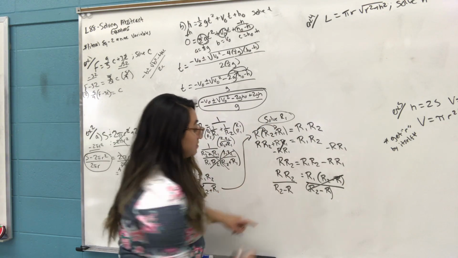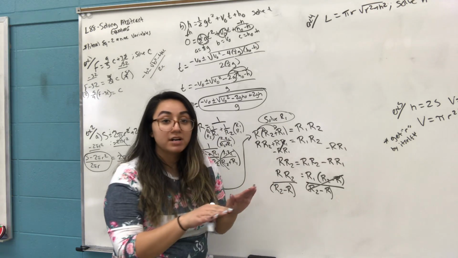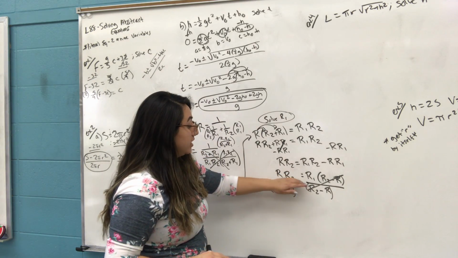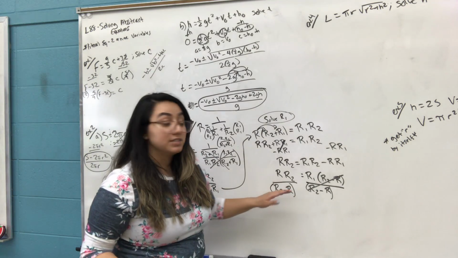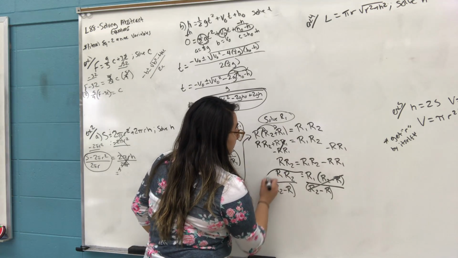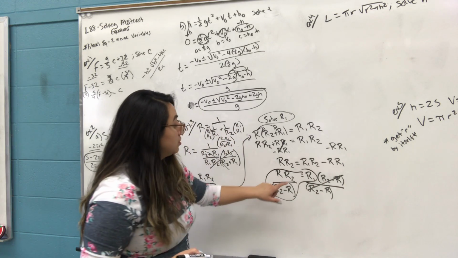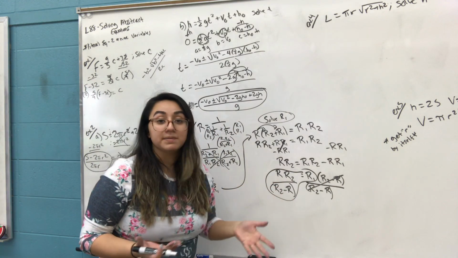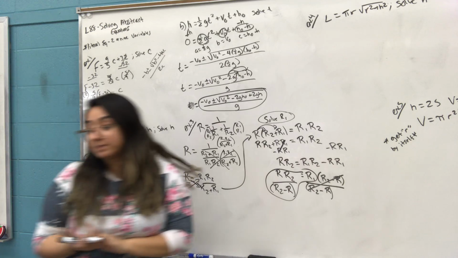They can't cancel out. Remember, when you're adding or subtracting, they're like married. You can't really cancel anything out unless you cancel the whole binomial out, but you can't. So this will be our answer. R1 is equal to R2 divided by R2 minus R. And that's your answer. Example 4.